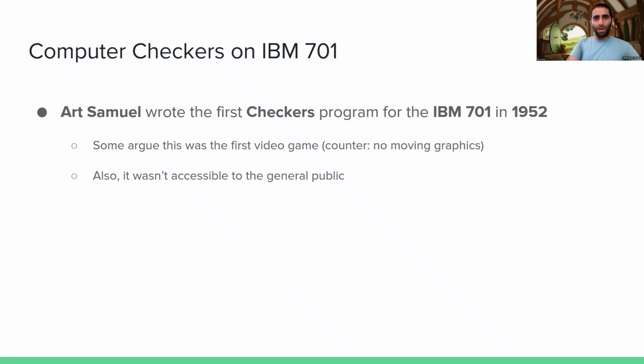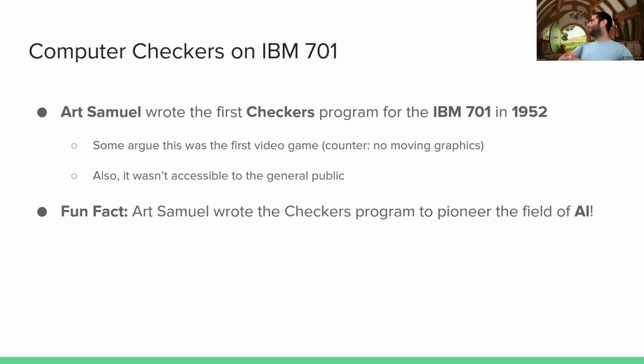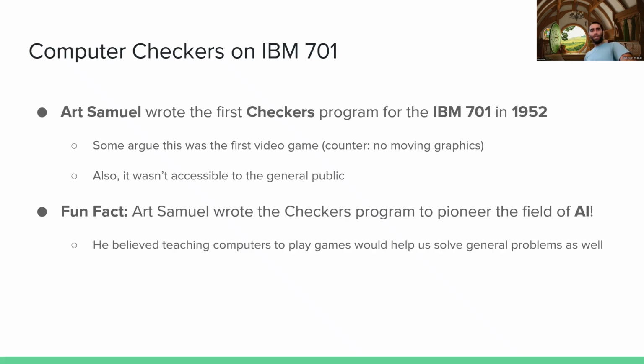So, a fun fact about this program. I mentioned that in the early days of computing, and even somewhat in modern days, games were largely used as a prototype to learn something about computer science or engineering. The reason Art Samuel created this checkers program was because he wanted to create a program that could self-learn checkers strategy. This was actually one of the pioneering developments of the entire field of artificial intelligence, where he thought if we can teach a computer how to play this real human game, that might help us solve other real world problems that we want to solve.